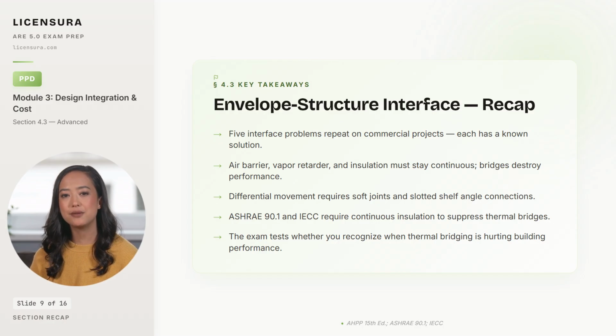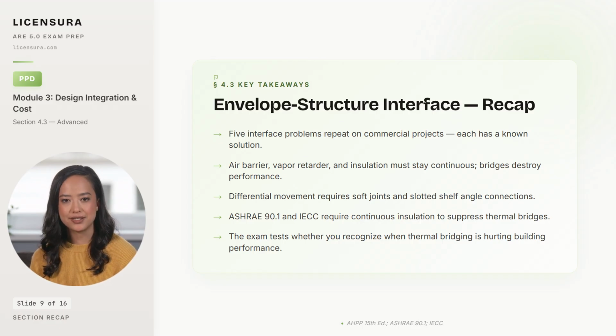The air barrier, the vapor retarder, and the thermal insulation must stay continuous from foundation to roof, because any structure crossing the insulation plane becomes a thermal bridge that wrecks measured performance. Differential movement between steel and masonry has to be designed for explicitly, with soft joints and shelf angles on slotted connections, never assumed away. ASHRAE 90.1 and the IECC both require continuous insulation specifically because traditional cavity-only insulation overstated wall performance by margins that hurt national energy targets.